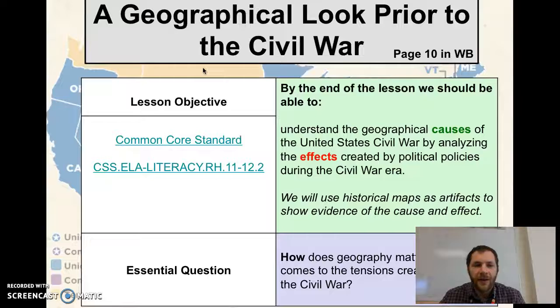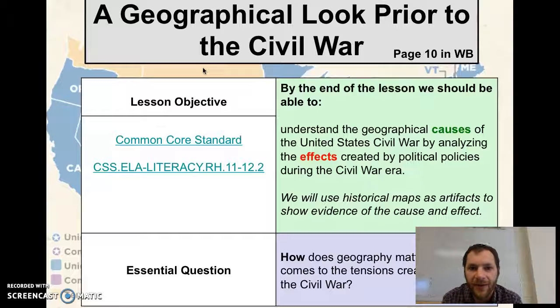Hey, we're in the Civil War and Reconstruction unit, and the lesson that we're going to look at today is a geographical look prior to the Civil War. This is on page 10 in the workbook. And if you're not using a workbook, then you can just look right on Spark.